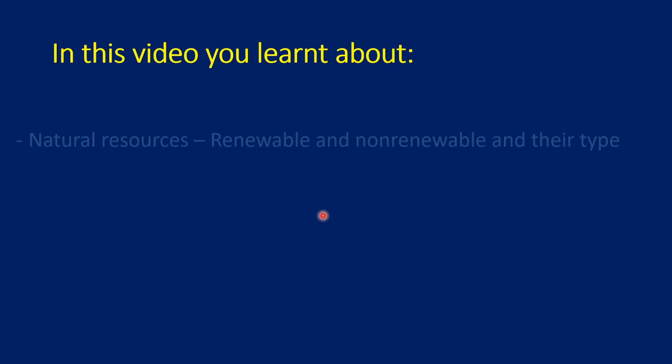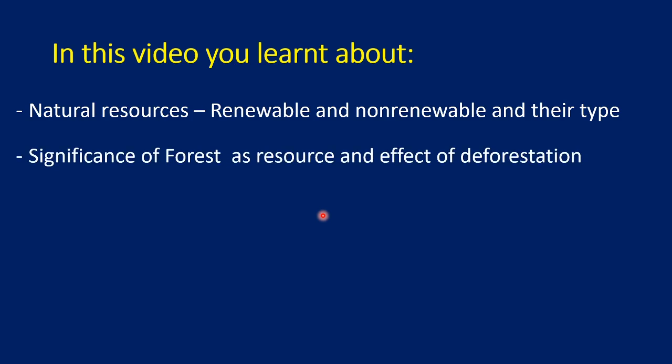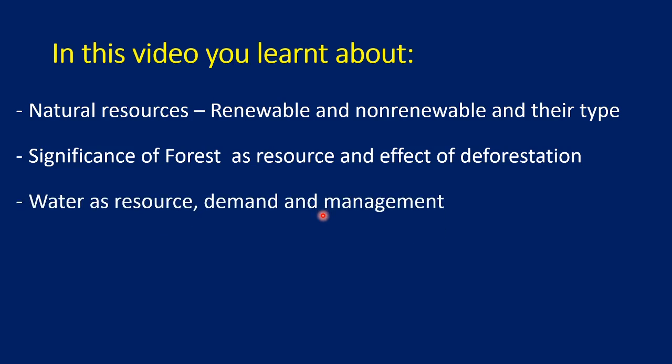So in this video, you have learned about water natural resources, in which you have looked into what are renewable resources and non-renewable resources and their types and uses. You have looked into the significance of forest as a resource and the effect of deforestation and how do we conserve the forest. And third and last point, we looked at water as a resource, the demand of the water, management of the water, and also we looked at certain parameters which would govern the usability of the water. And water quality parameters such as physical, chemical, and biological parameters, what are the different contributing factors to the quality of the water. These are the aspects we looked at in this particular video.